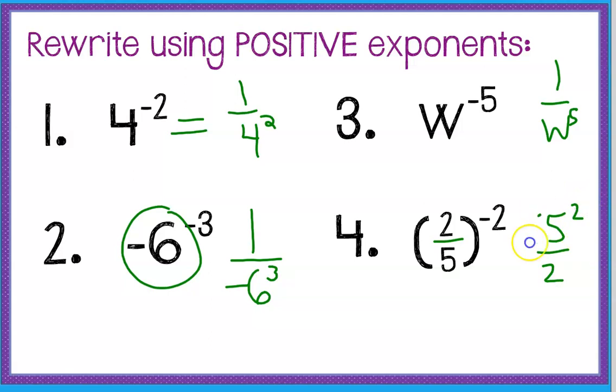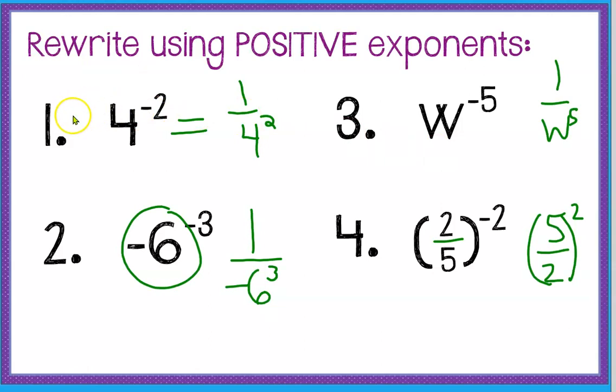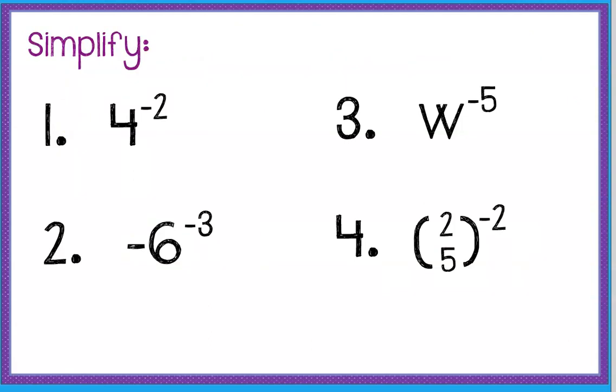That's it. Oops, I forgot parentheses. That's important. We're squaring the whole fraction, not just the 5. All right, I'm going to show you one more thing. This direction on this screen actually says to simplify, whereas the direction on this screen said rewrite using positive exponents. So even though a negative exponent cannot be computed, once you make that exponent positive, you actually can do the math sometimes. In this case, it would be 1 over 4 squared, or 4 times 4.